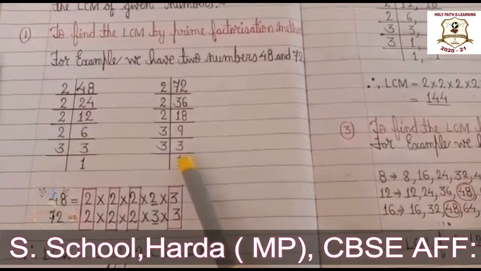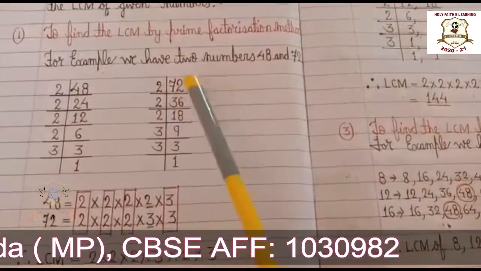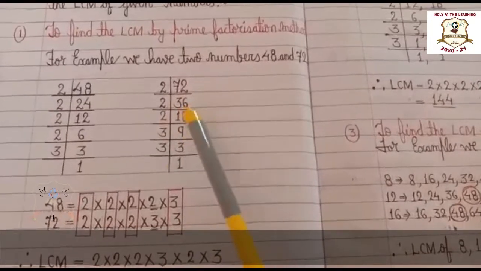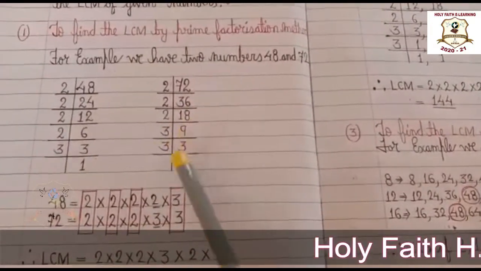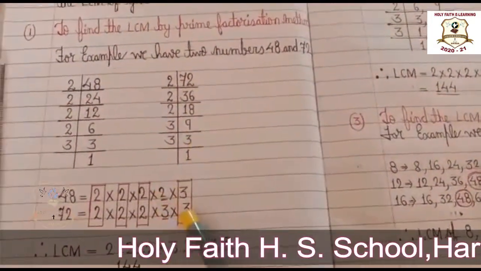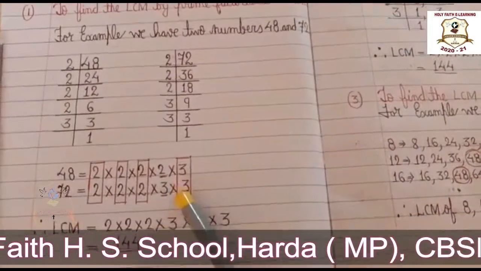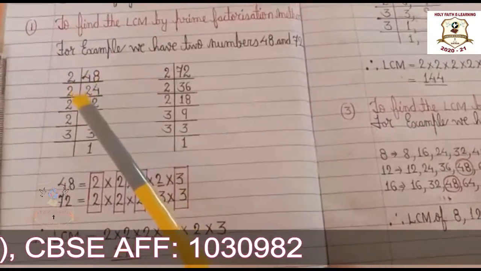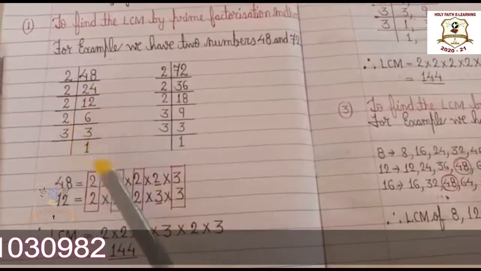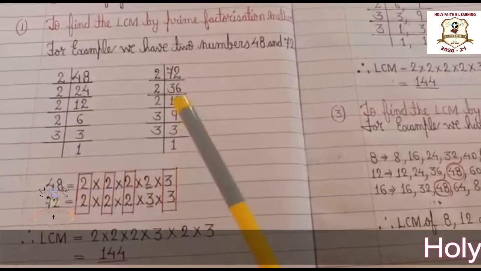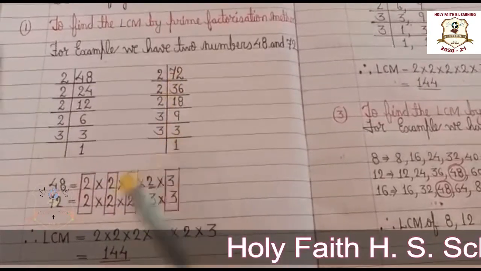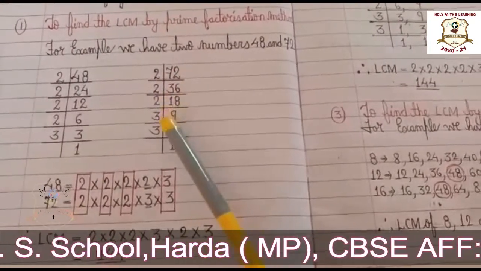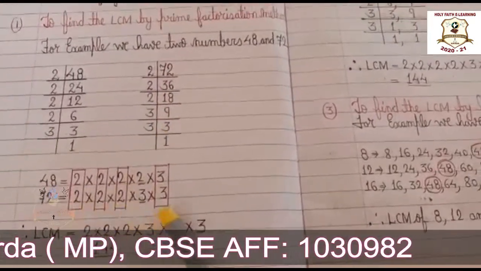Then we have 72. 2 36s are 72, 2 18s are 36, 2 9s are 18, 3 3s are 9 and 3 1s are 3. Like this we find the prime factors. Now we write 48 is equal to 2 multiply 2 multiply 2 multiply 2 multiply 3. Same here, in the multiple form we write 72 is equal to 2 multiply 2 multiply 2 multiply 3 multiply 3. Understood everyone?